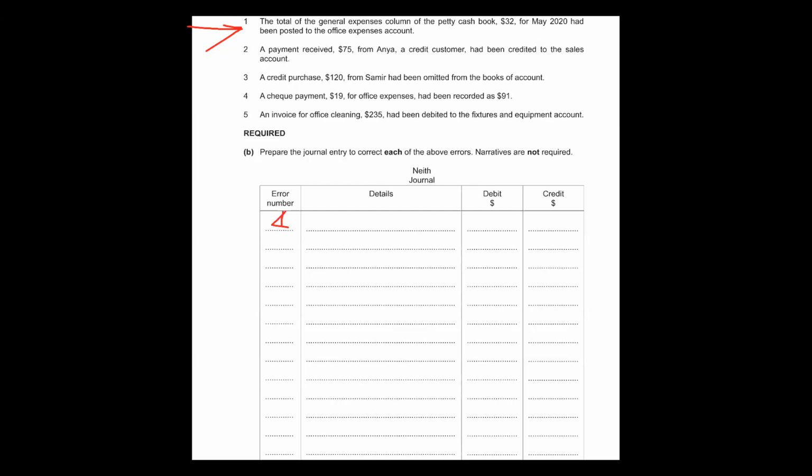So what you do, you debit the general expenses account with the amount 32, they have already written the currency for you. And then this is still error number 1. You credit the office expenses account with the same amount, okay?